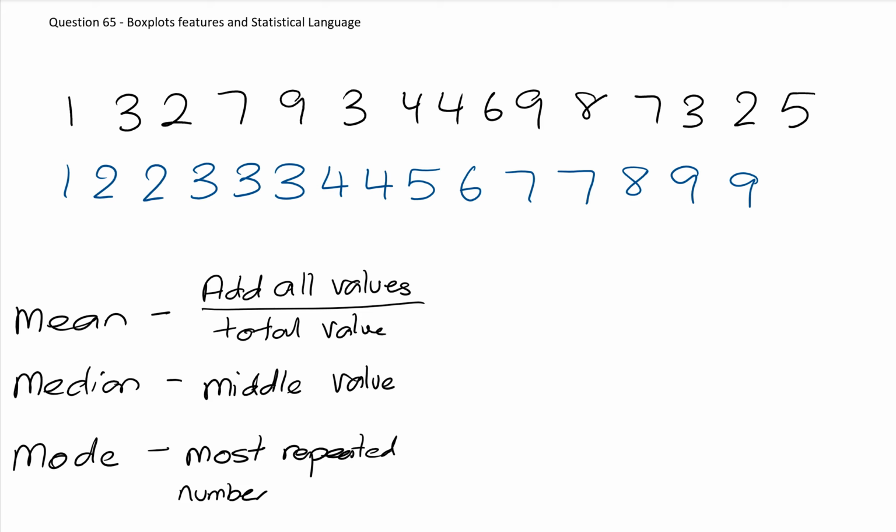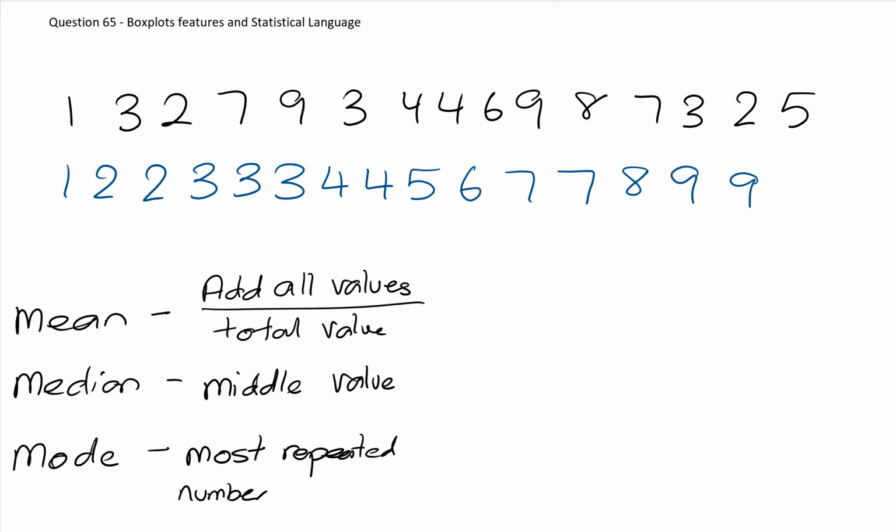So we'll actually go through an example and I'll show you how to calculate this so you get a better understanding of how it actually works. So I've got a set of numbers above: 1, 3, 2, 7, 9, 3, 4, 4, 6, 9, 8, 7, 3, 2, 5. And I've actually reordered them properly: 1, 2, 2, 3, 3, 3, 4, 4, 5, 6, 7, 7, 8, 9, 9. What we'll do is calculate all three measures of center.